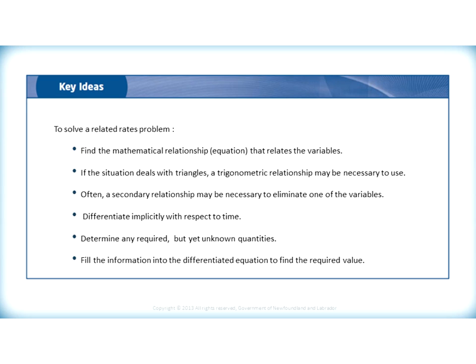So stuff that we've looked at so far: to solve a related rates problem. Now, most of this is very similar to what we did before. Find the relationship between the variables. If it deals with triangles, however, a trig relationship may be necessary to use, which is what we saw. And often a secondary relationship can be used. We didn't have to use those with these. Usually the trig ones are a little bit simpler than that, but you never know. Differentiate implicitly with respect to time, and then determine any required unknown quantities. Fill it in, and evaluate.